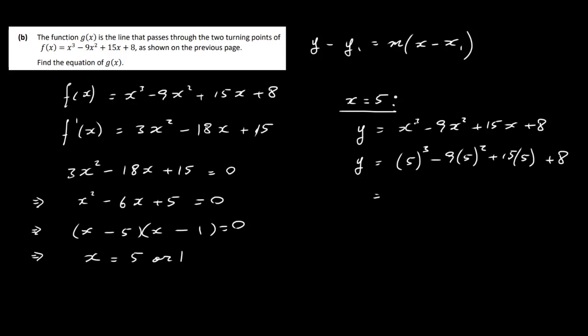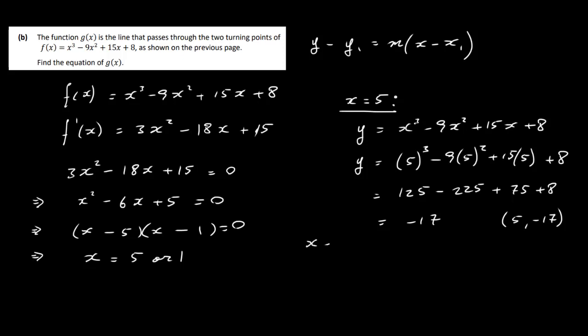So that'll give us, let's see, 5 cubed is 125. This will give us 225. 5 15s are 75 plus 8, and finally we will end up with minus 17 here. So one of our points is going to be 5, minus 17.